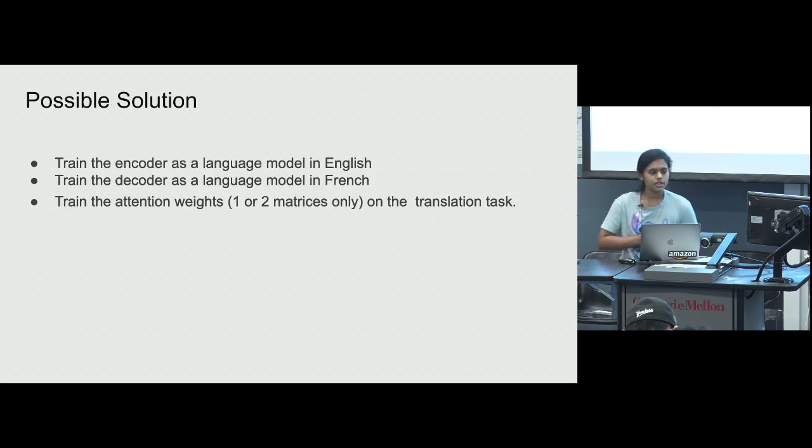One approach that people generally take is to train the encoder as a language model in English and train the decoder as a language model in French, and then just plug them together and train the attention weights on the translation task. Obviously, this is not as good as a sequence-to-sequence model with parallel corpora, but it will definitely learn something better than training separate models. So here, you're training your encoder completely to understand English data and the decoder completely to generate French data, and you're learning the attention weights for the sequence-to-sequence model.